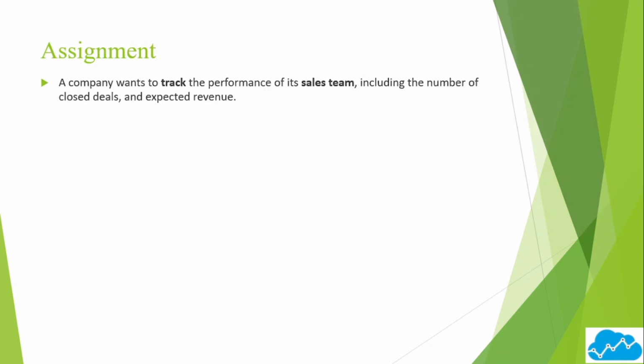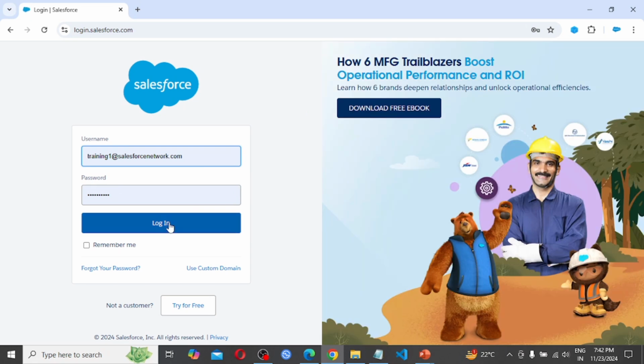In today's assignment, a company wants to track the performance of its sales team, including the number of closed deals and expected revenue. So there is a company that wants to track the performance of their sales executives, including how many of them have closed deals and what the expected revenue is. So let's do this. Let's log into our Salesforce account by providing the username and password, and hit the login button.